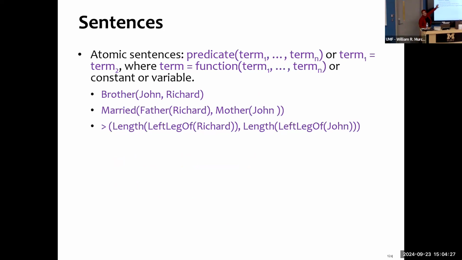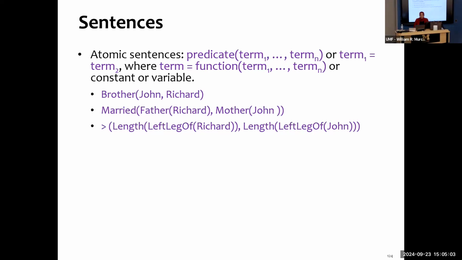Let's be honest, we don't see this. So, if we have an atomic sentence, it means that we have the predicate, and in parentheses, we have the set of terms that are there. We could have a term which is equal to another term, and a term is a function of different terms, or a constant, or a variable. So you are going to tell me what this sentence written in first order logic means in normal language.